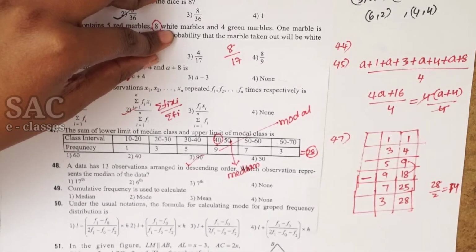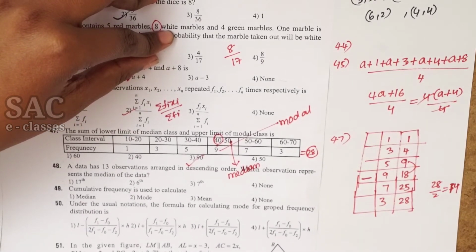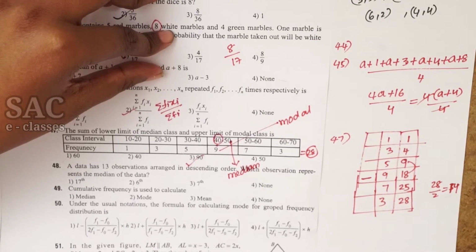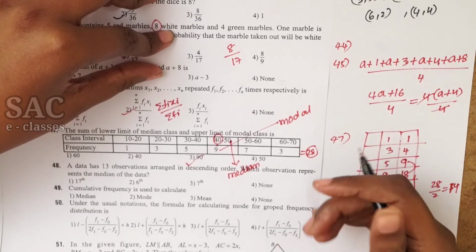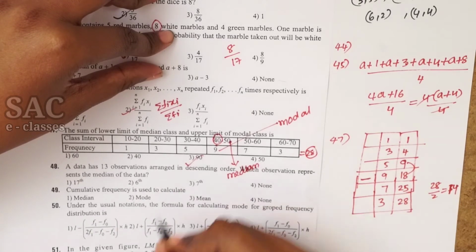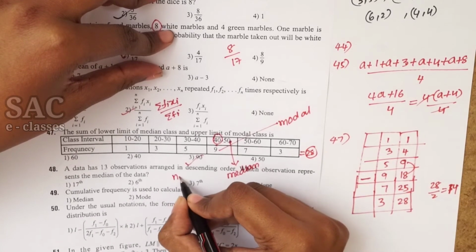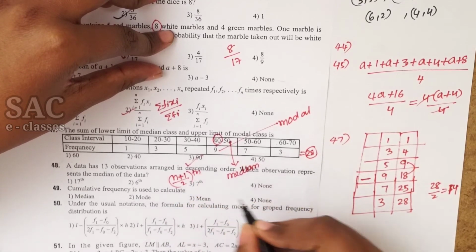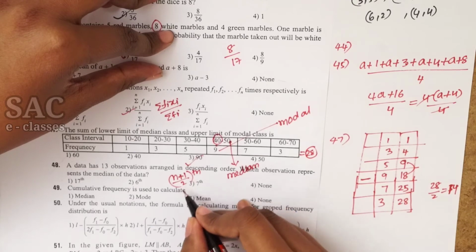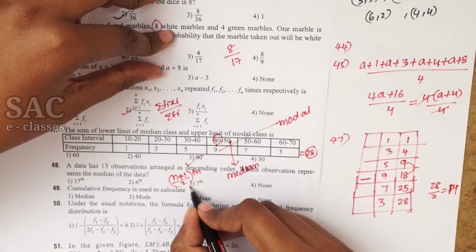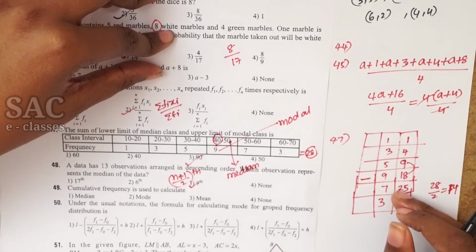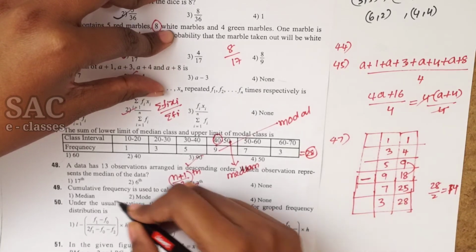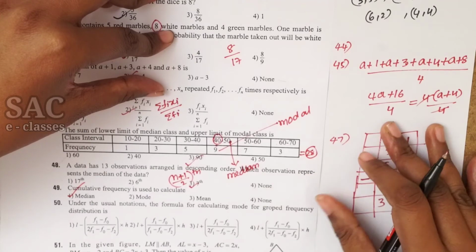48th one. A data has 13 observations arranged in descending order. Which observation represents the median of the data? If it is arranged in descending or ascending order, for an odd number of observations the median is the n plus 1 by 2, means 13 plus 1 by 2, 14 by 2, the 7th term will be the median. Cumulative frequency is used to calculate the median of the data.